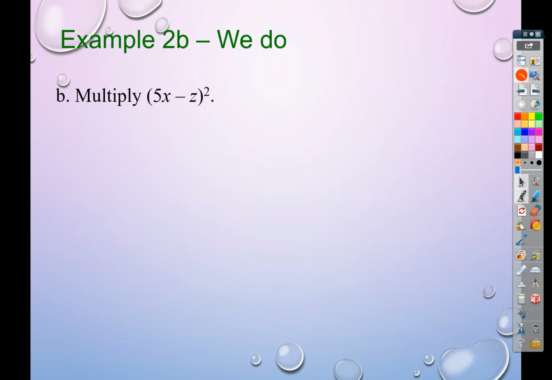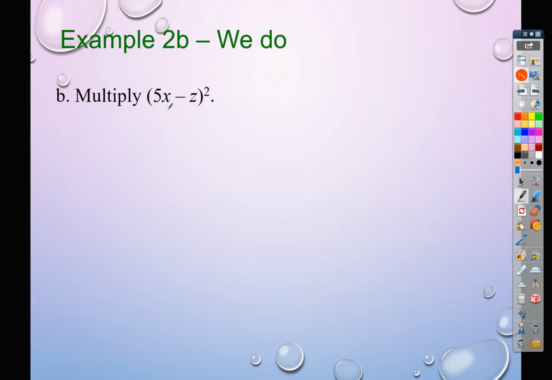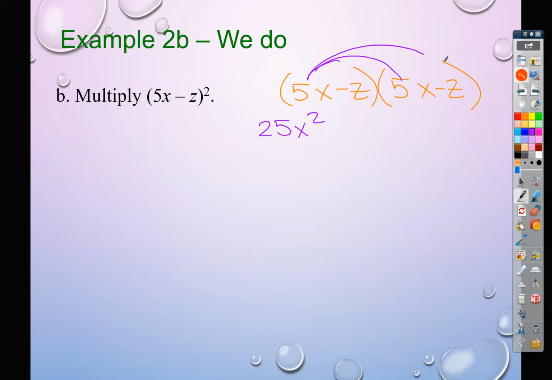Okay. So on this one, it's 5x minus z squared. Can actually write it 5x minus z times 5x minus z, because remember the squared means that you write it twice. So you can go 5x times 5x is 25x squared. 5x times -z is 5xz. When you have multiple variables, you put them in alphabetical order.